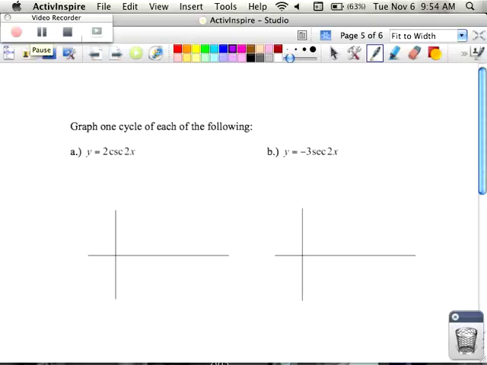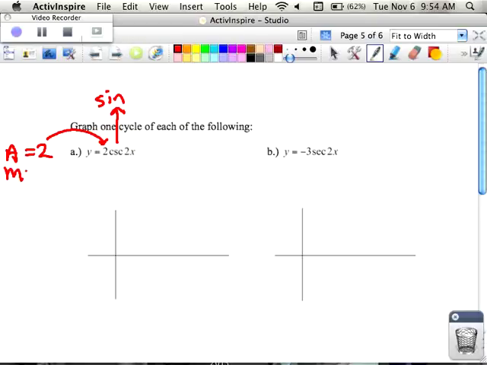Let's look at trying some more complicated problems. Let's look at A. In A, we see that we have the cosecant. Cosecant is the reciprocal of sine. So when I see this graph, I'm thinking, let's look at the sine. So when I look at the sine, there's some things I need to know. First of all, what about the amplitude? It's the number in front of the cosecant: 2.